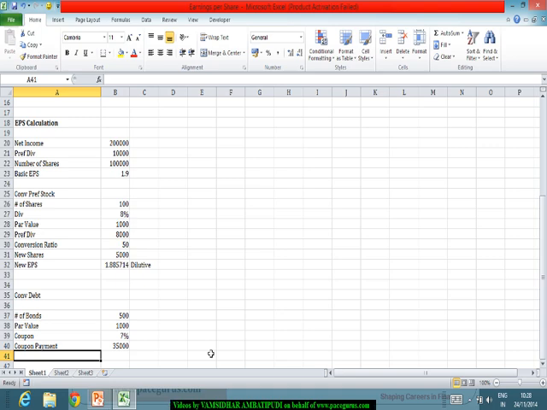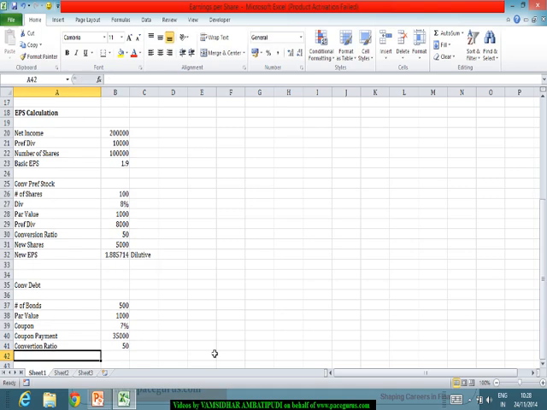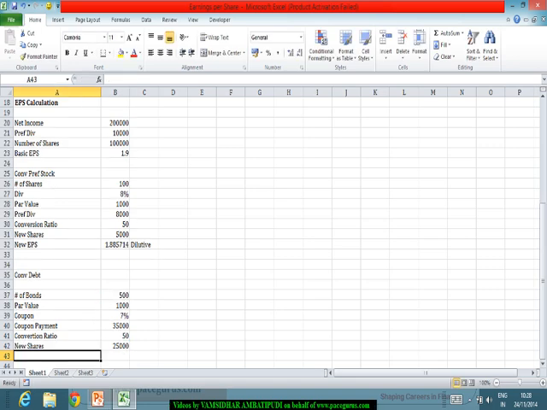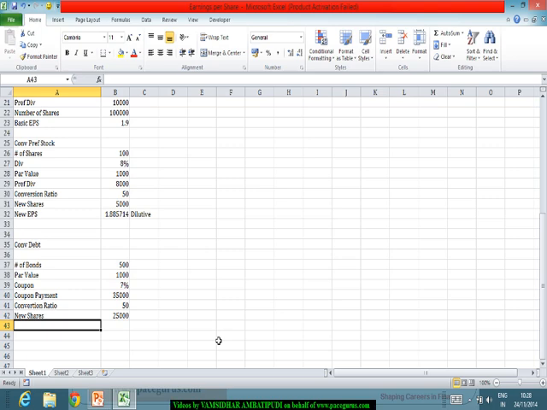Now what we are saying is the conversion ratio here. Let's say one bond is converted into 50 shares. When I say one bond is converted into 50 shares, then if the conversion is successful, the number of new shares that are getting created is 50 times 500, which is 25,000 new shares.